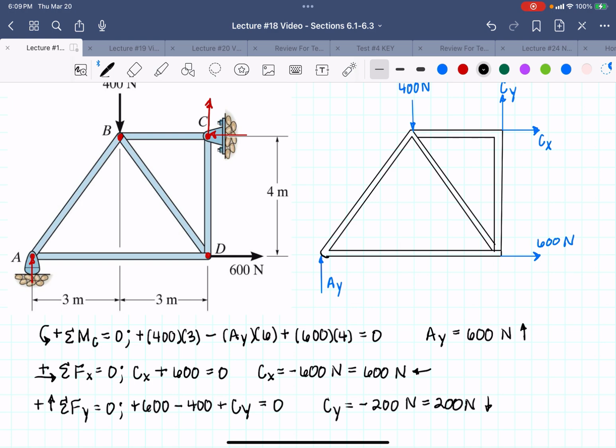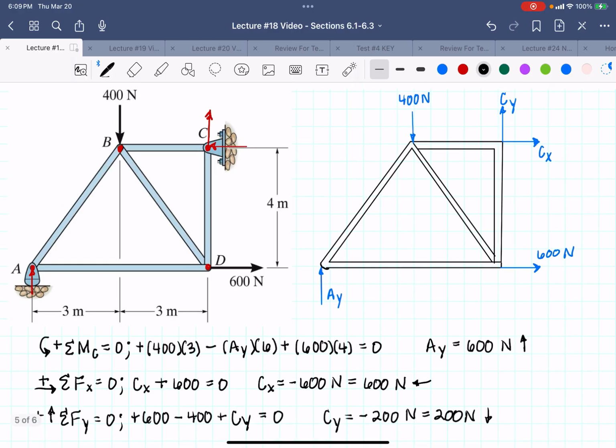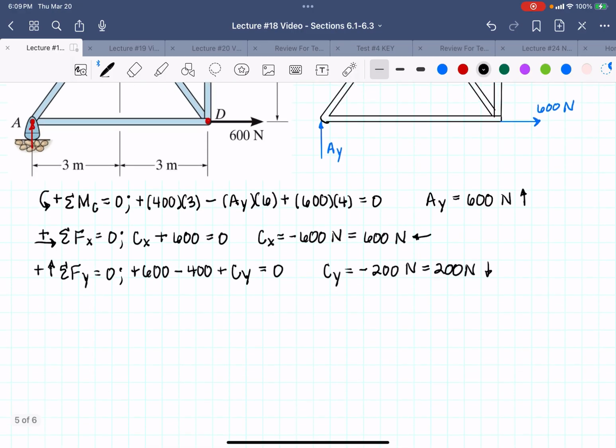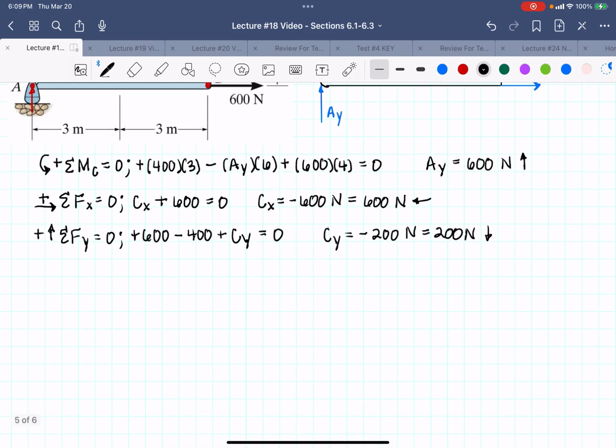All right, now we can do our analysis at our joints. So we want to start with the joint where we only have one or two unknown forces. So we could start with A because we have one known force and two unknowns. So right now that's probably our best one to start with. So let's do our free body diagram. So I'm going to label that I'm doing it at A.